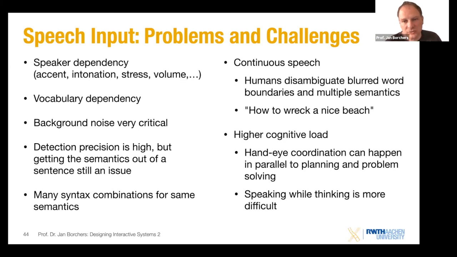Then the next challenge, of course, and that's one that AI has made a huge leap forward in compared to earlier systems, is understanding continuous speech, right? We as humans are, again, incredibly good at disambiguating blurred word boundaries and multiple semantics. If you've heard anything about speech recognition, then you know this following sentence here. When I read that to you, you can interpret it in two ways.